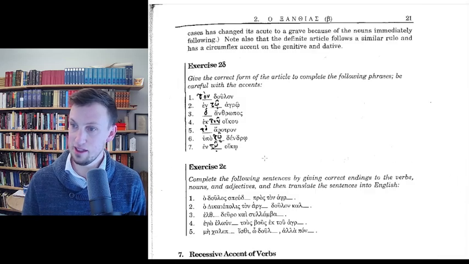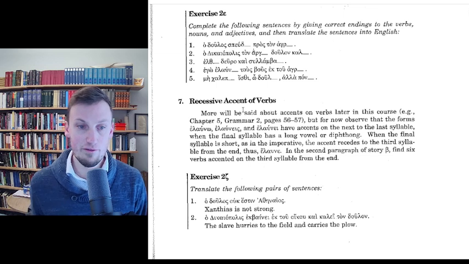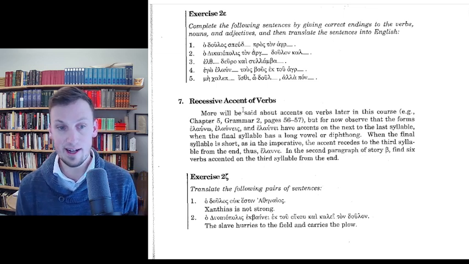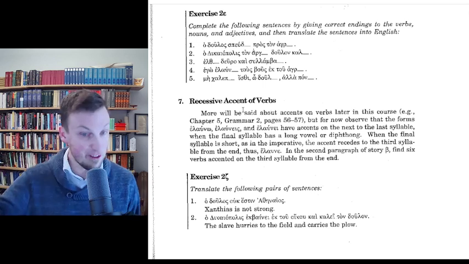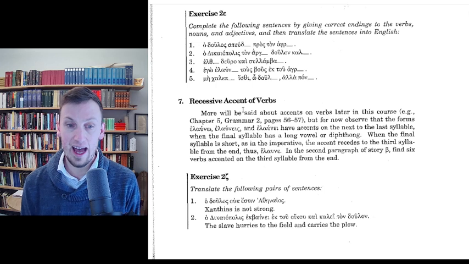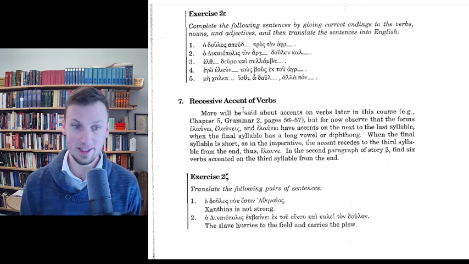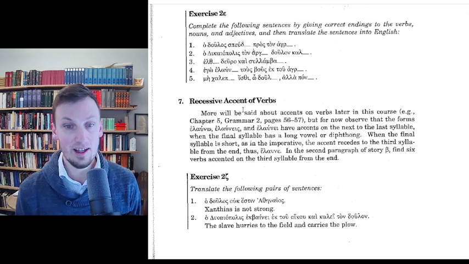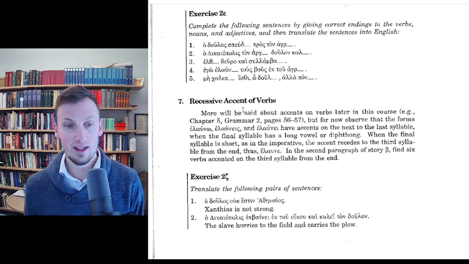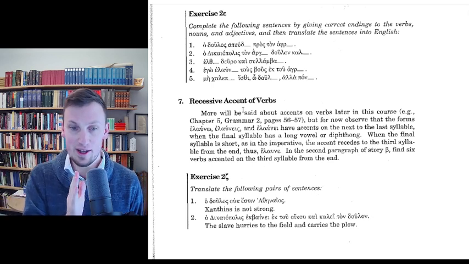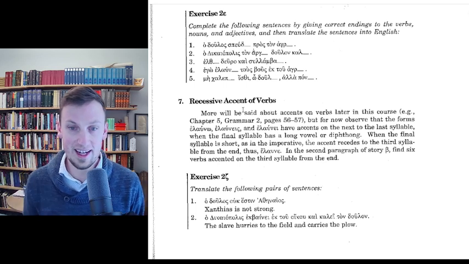The only thing about accenting that you might want to keep in mind for now is this, that verbs have what's called recessive accent. So the accent is running away from the end of the word. It's trying to get to the front of the word. So the accent will be on what's called the antepenultimate, which is the third to last, the one before the penultimate. So the third to last syllable. They'll be there if they can, unless there is a long syllable later in the word, in which case they're dragged one towards the ending.